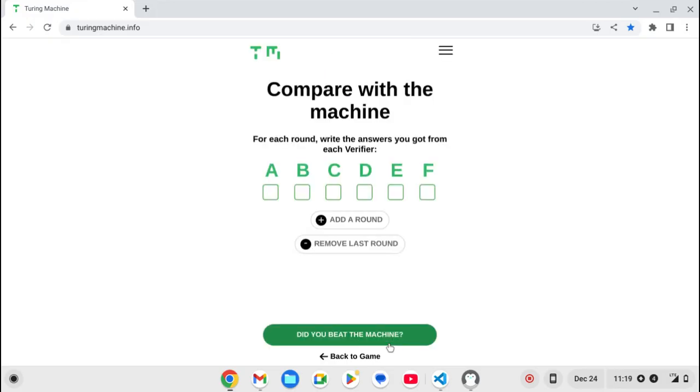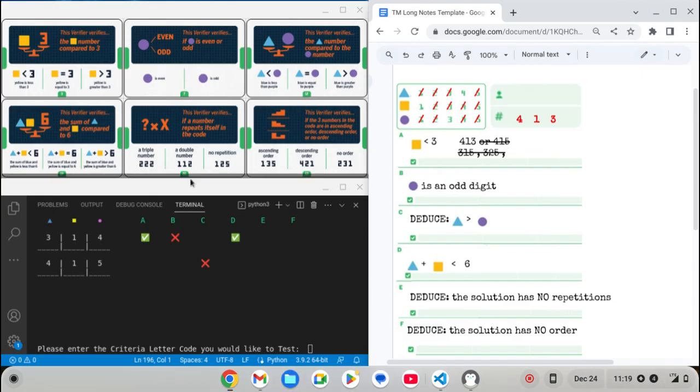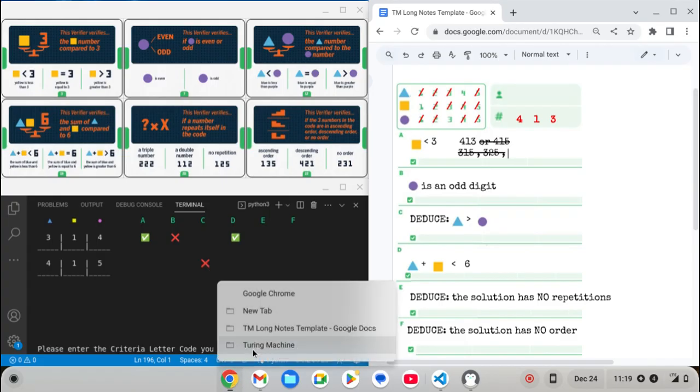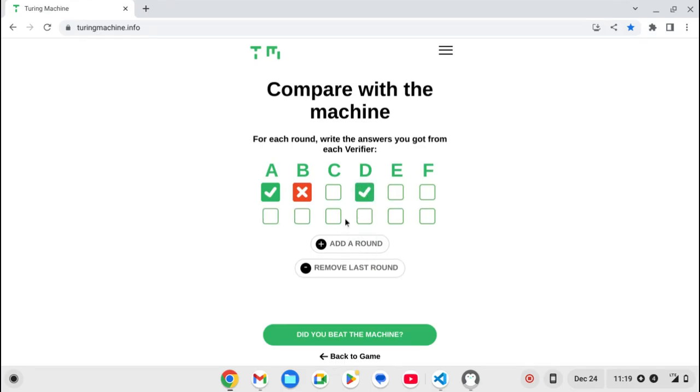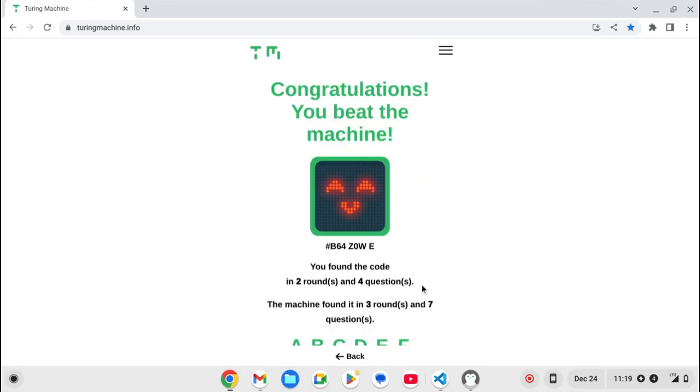Fantastic. Well, how did we do versus the Turing machine? Well, this is a 6 criteria card puzzle, and we only had to do it in 4 tests. Outstanding. So that's pretty good. So let's go ahead and type up. We did A, B, D in the first round, and then C was the only thing we needed to test in the second round. So A, B, D in the first. So A was correct. B was incorrect. D was correct. And in the second round, we picked the wrong one, but that's okay. We learned from it. And so, wow, we beat the Turing machine by 3 questions.